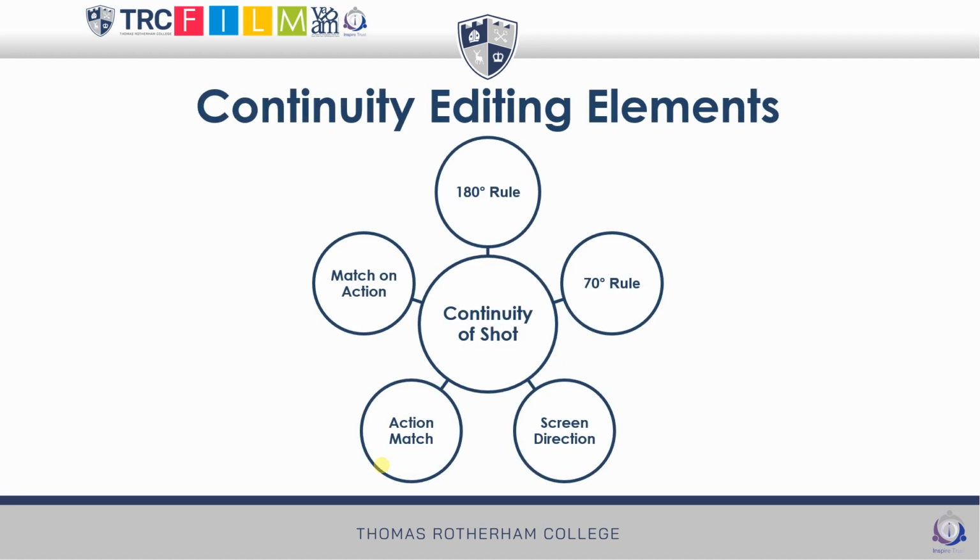So, what are some of the elements of continuity editing that ensure this continuity? Well, there are a couple of rules. There's the 180-degree rule, the 30-degree rule. You've also then got to make sure there's continuity in screen direction. And to make sure that you hide the cuts, you can use things like action matches and matching on action. There's also sound bridges, which are used to hide the editing, but we'll do that when we do sound.